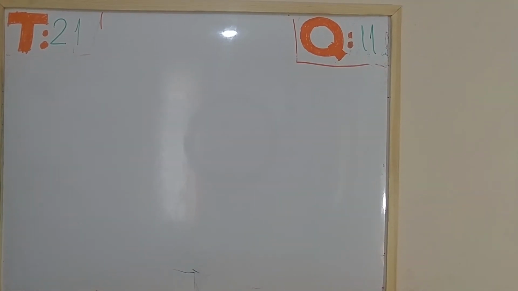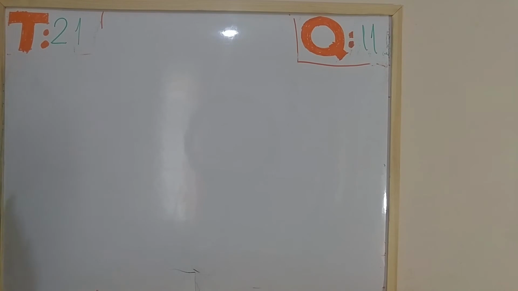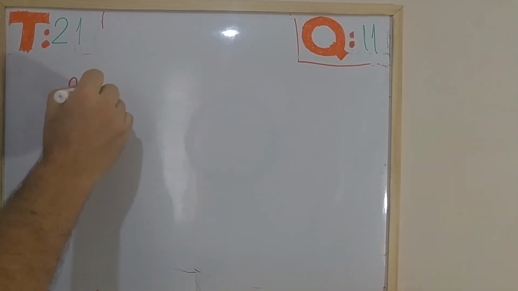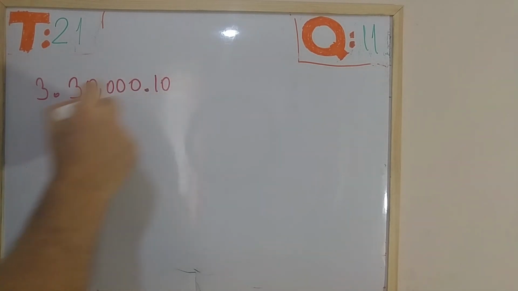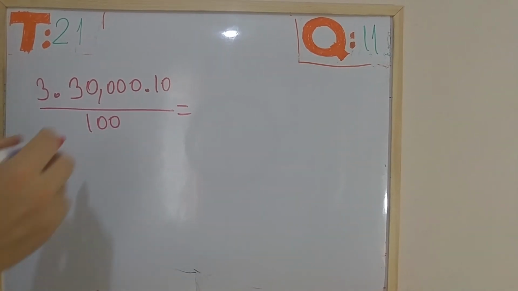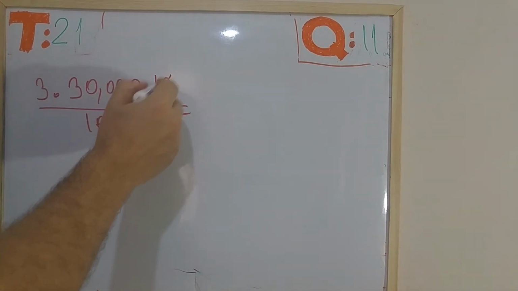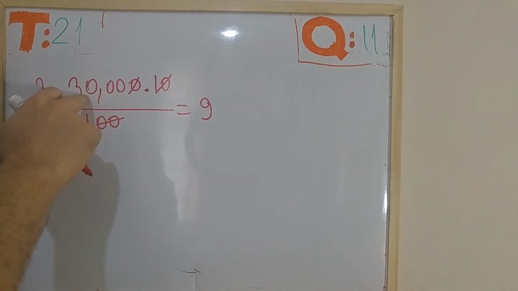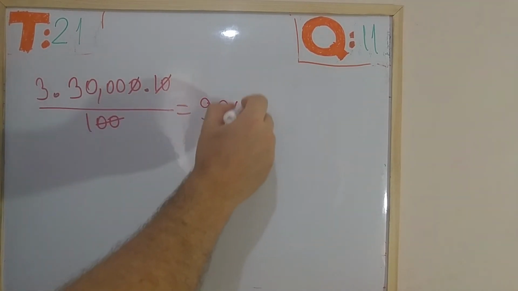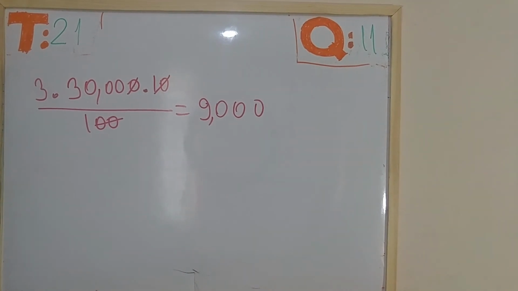How much interest is earned in 3 years on an investment of $30,000 at 10%? Let's do it. My investment is $30,000 and I use it for 3 years, and my interest rate is 10%, which is equal to, let's simplify this, 2 zeros gone and 2 zeros gone, which is equal to 3 times 3 is equal to 9. How many zeros do I have left? 1, 2, 3. So I earn $9,000.